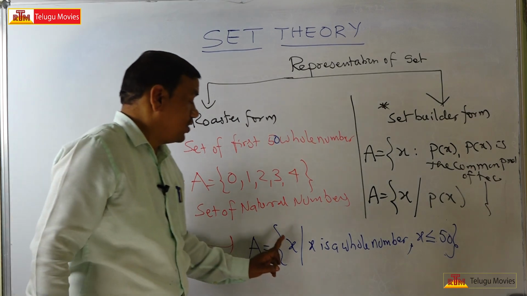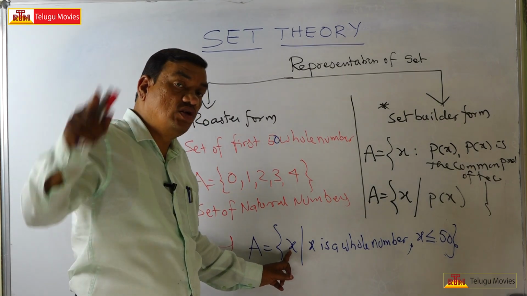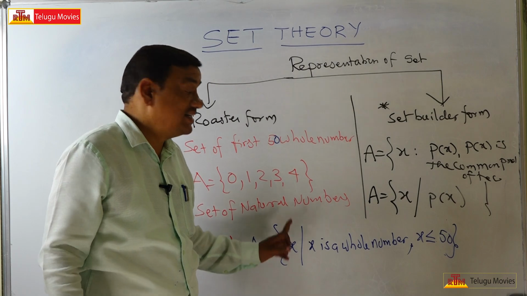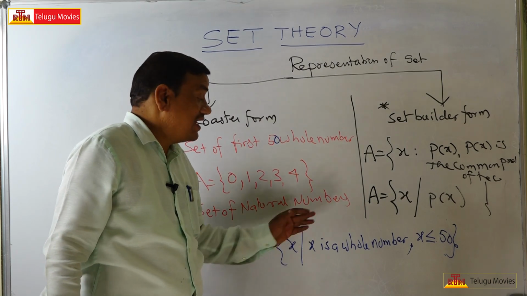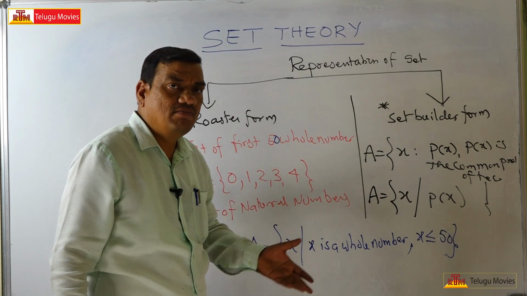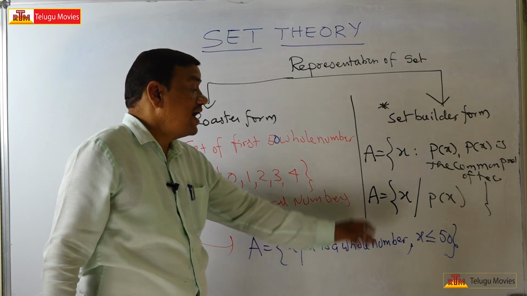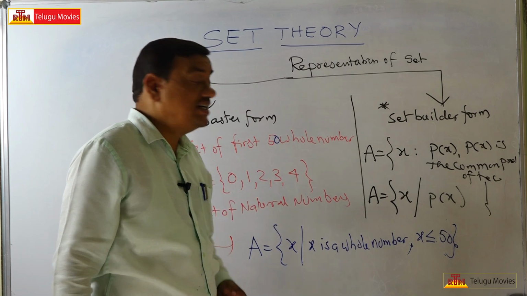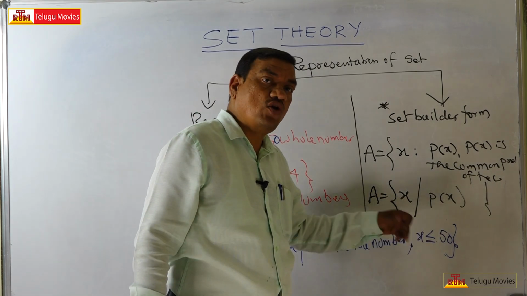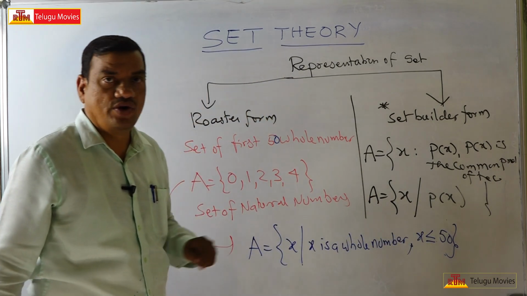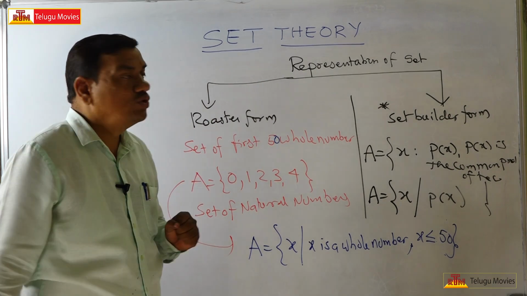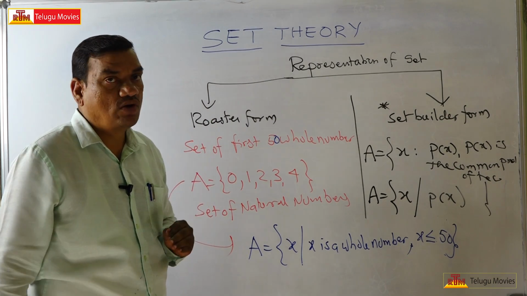That means you have to represent the elements of the set in a notation X, such that X is a whole number, real number, or rational number. Whatever X is, you have to write that down, and if there are any conditions on X or Y, whatever it may be, you have to write them. I hope you understand this representation of the set.